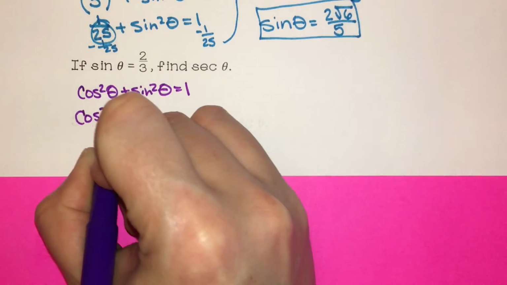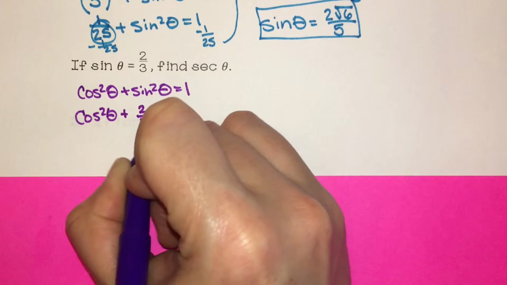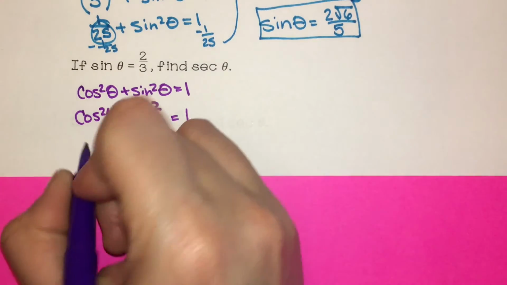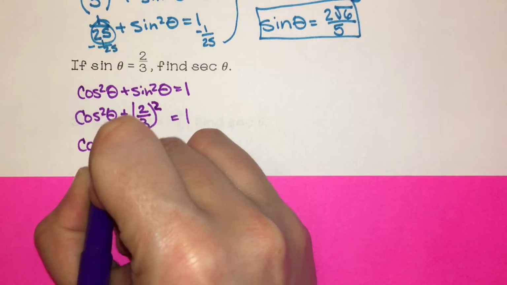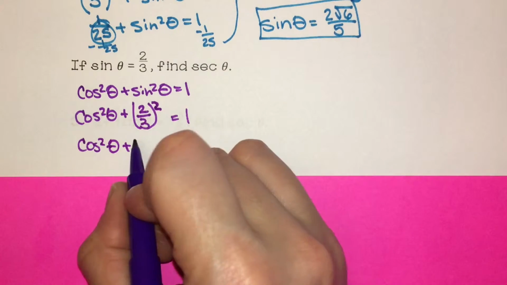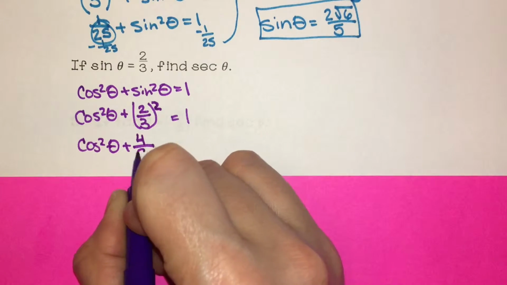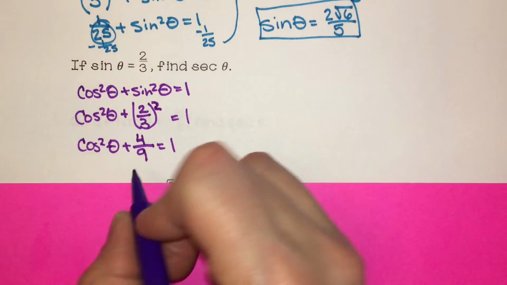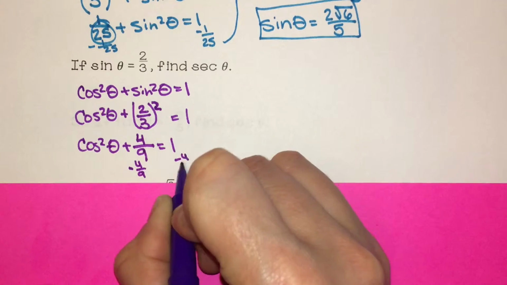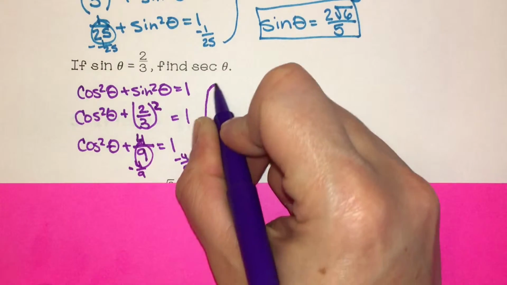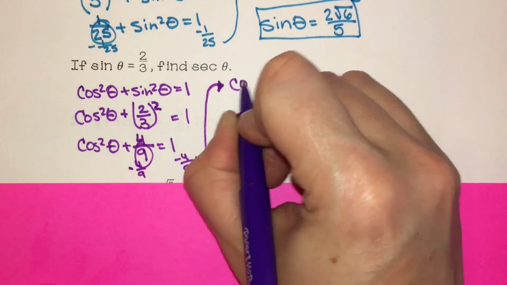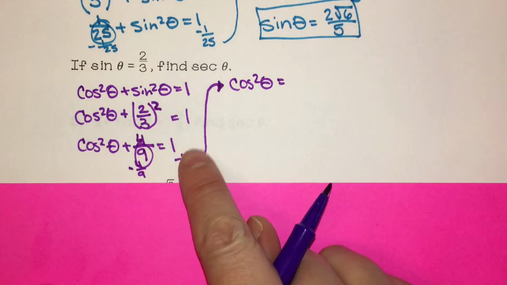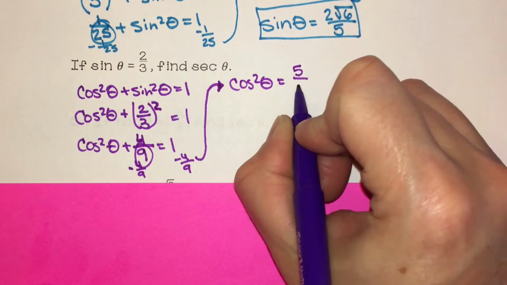So I have cosine squared theta plus 2/3 squared, because I have to remember there's a squared here, is equal to 1. So I have cosine squared theta plus 2 squared is 4 over 3 squared is 9. It's equal to 1. I want to get cosine by itself, so I'm going to subtract 4/9 on both sides. And I'm just going to move my problem up. I get cosine squared theta is equal to 1 minus 4/9 gives me 5/9.